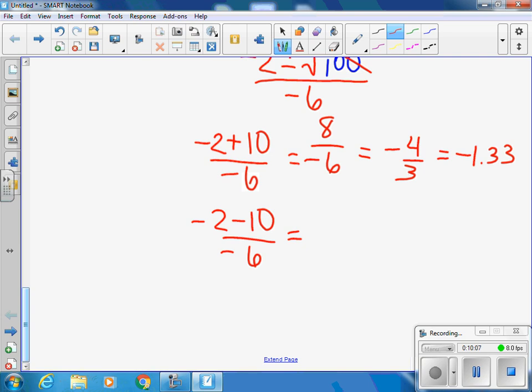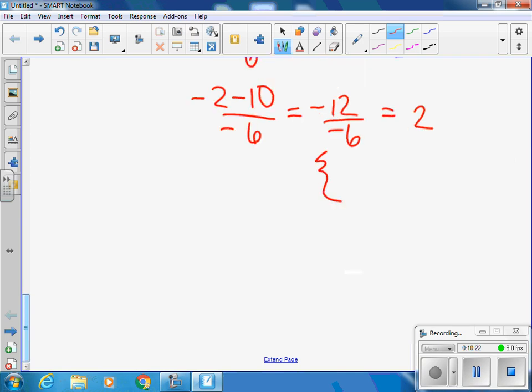For the bottom one, negative 2 minus 10 is negative 12, divided by negative 6. That's an easy division problem. It comes out to be positive 2. So your two answers for this quadratic formula are positive 2 and negative 1.33. Okay, and you do want to put them in those braces that we've always been using. So the quadratic formula gives you your two roots that factoring would not have otherwise gotten you.